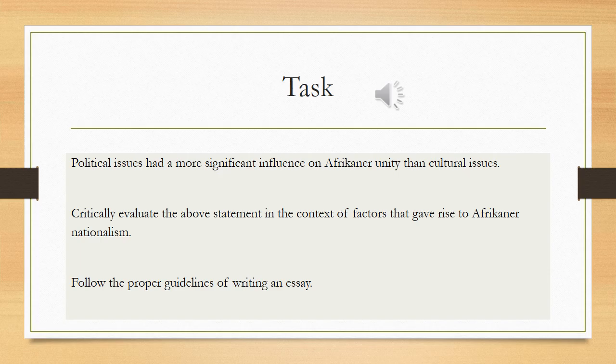It will help you a lot. When you tackle it, remember the word evaluate. What does it mean to evaluate? And also check the keywords that are listed in the topic: political, Afrikaner unity, and cultural, as well as take note of the words significant influence.